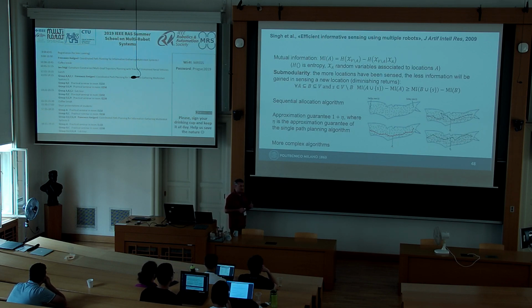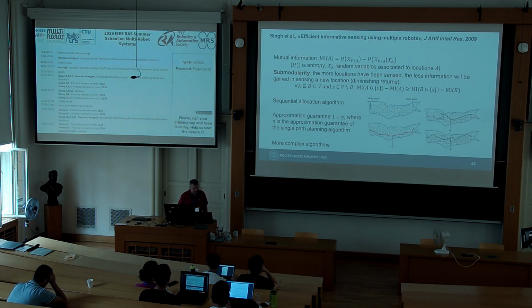So this property is sometimes called diminishing returns. I can get less and less and less if I perceive more. And okay, when this property holds, then in this paper a very nice algorithm is proposed. It is a greedy algorithm. It is also called a sequential allocation algorithm that works like this.